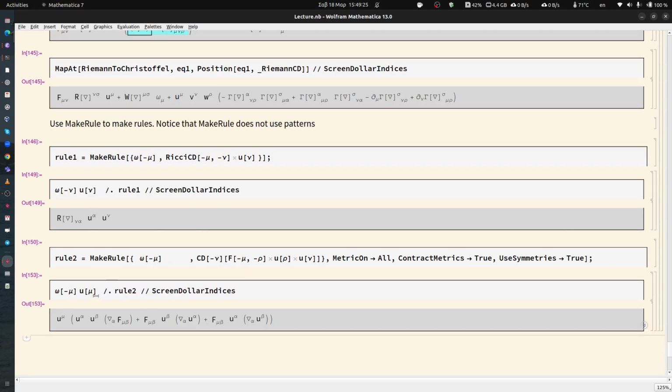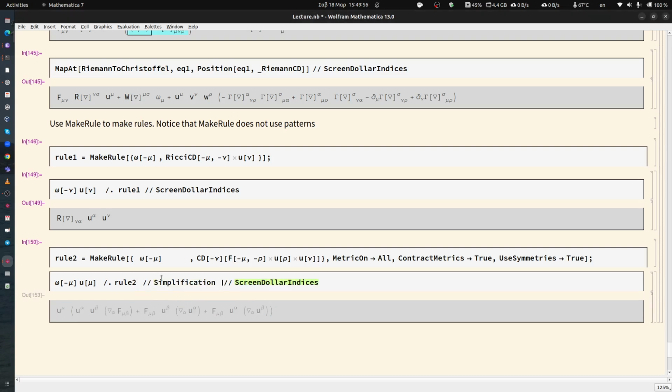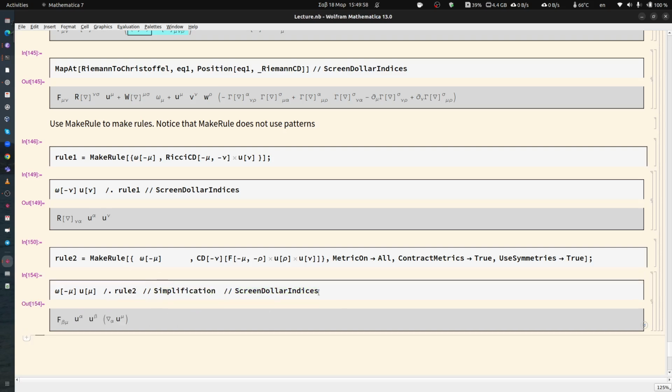So you see that u, the u vector here, remains as it is, but omega has been substituted with the covariant derivative. The covariant derivative involves the product of those three tensors. So the Leibniz rule is applied and we obtain three terms in its place. So let's simplify this. And that is the final result.